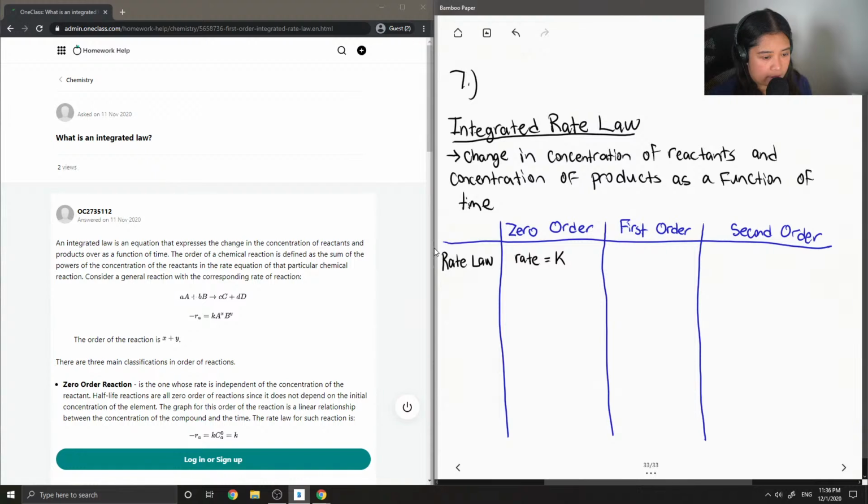On the other hand, when you have a first order reaction, the rate is equal to K times concentration of, let's say, A. And lastly, when you have a second order rate equation, it'll be rate is equal to K times the concentration squared.